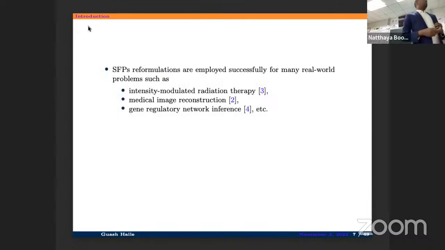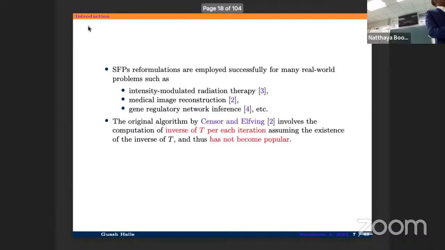This split feasibility problem reformulation is employed successfully for many real-world problems, such as IMRT, medical image reconstruction, gene regulatory network inference, and so on. As I said, this problem was introduced by Censor and Elfving. By the time they introduced this problem, they proposed an algorithm which solves this split feasibility problem. But the algorithm involves computing the inverse of T at each iteration, assuming that the inverse of T exists.